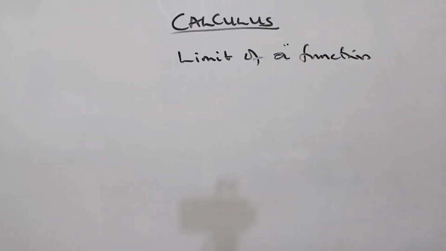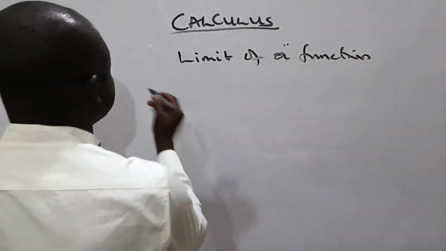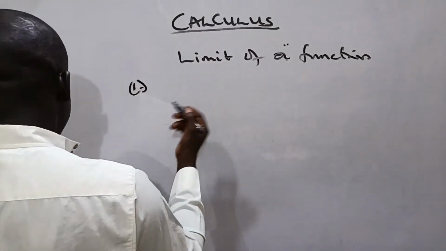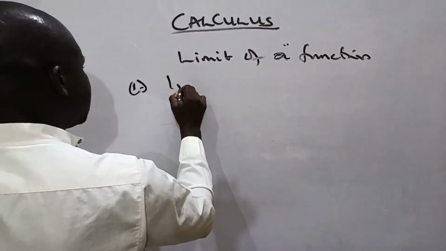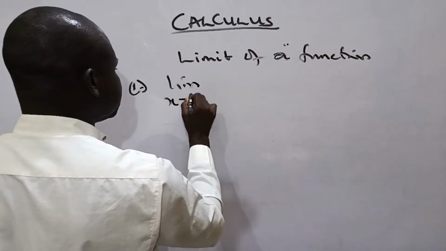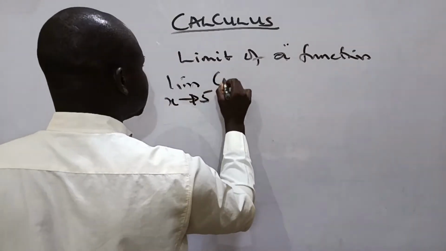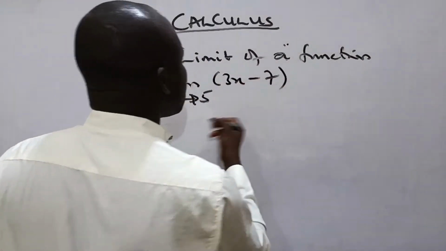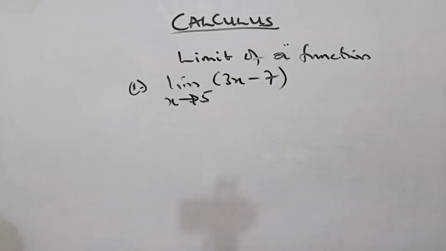So the first one we are going to look at is the first question. When the question says evaluate limit as x tends to 5 of the function 3x minus 7, what do we do here? This simply means that as x approaches 5, closer and closer to 5, what will be the value?